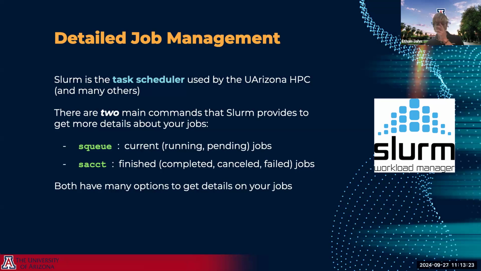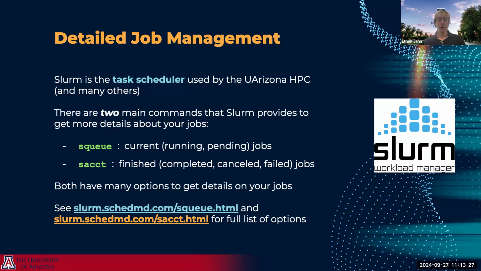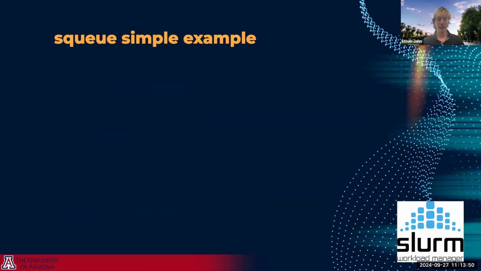Both have a ton of different options to get a lot of different details on your jobs. So I definitely recommend checking out the official Slurm documentation for these commands. There's a ton of options in there that will allow you to get hopefully the information that you need about your job. And I'll just say up front here that Slurm does not give efficiency information for your jobs. You'll have to use a different tool for that, but we will talk about that.